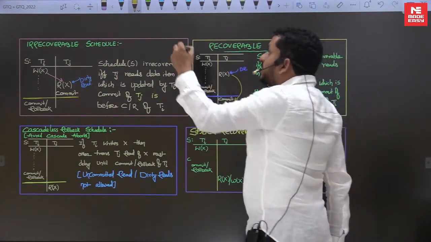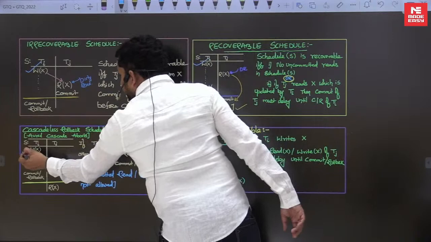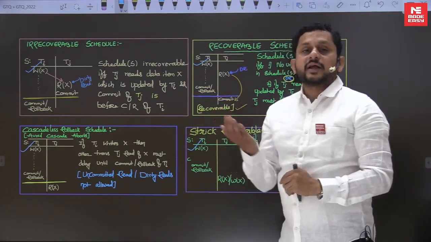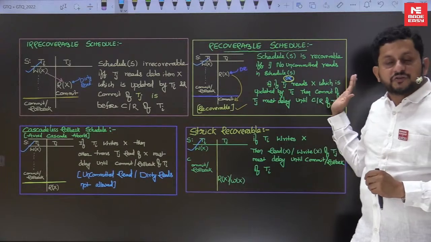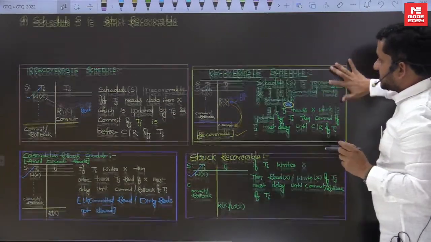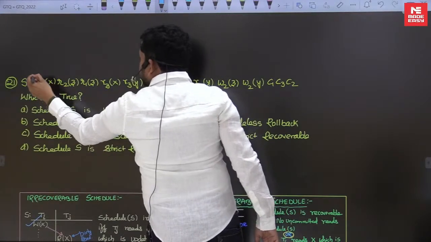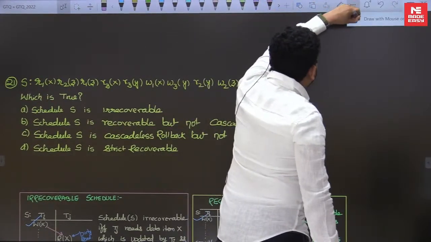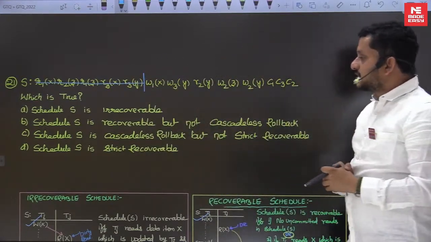If you observe all of these, irrecoverable, recoverable, cascadeless or strict recoverable, they all start from a write operation. So in the recoverability classification, if any transaction performs a read before the write, those reads are not going to affect these protocol conditions. So we can simply ignore the initial reads, as they do not cause any violation of these protocol conditions.